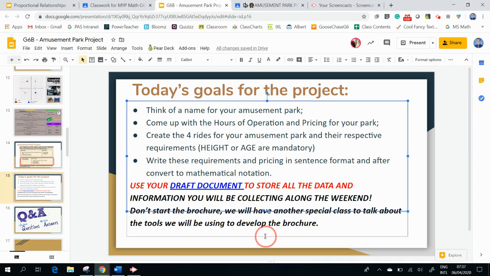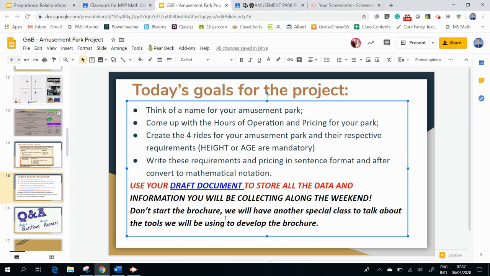And I also told you not to start the brochure because we're going to talk about it next Wednesday. So don't worry, I don't want you to start the brochure yet. We're going to be talking about what we're going to be using to do the brochure next Wednesday. So calm down, relax. Let's work on the math first.